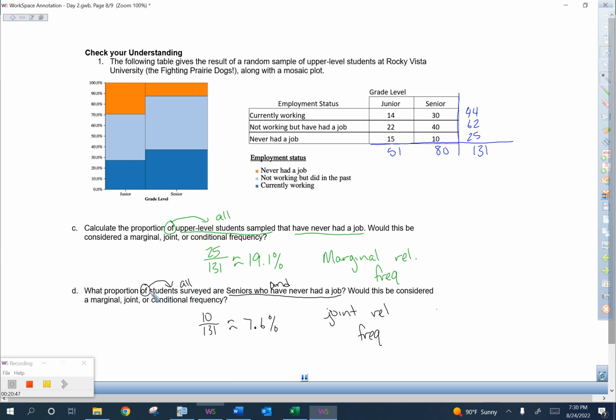Last one here with our calculations, this one was of students surveyed, so again that's the 131, and we're focusing on seniors who have never had a job. So this didn't directly say the word and, but when we're saying seniors who have never had a job, they are a senior and they have never had a job. Okay, so that's implied language. We may see it written like this instead. Look out for those for another way joint relative frequencies can be displayed.